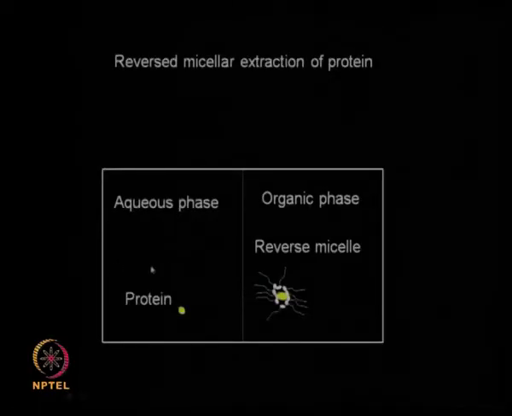Typically that is what happens: you have the aqueous phase, you have a protein. When I put in the organic phase, the reverse micelle is formed. All the hydrophobic tails are pointing out, the hydrophilic polar groups are buried inside, and your protein also is buried inside. Now I have lots of micelles with just the protein, so I can nicely separate them. So it is a very intelligent way of separating proteins.